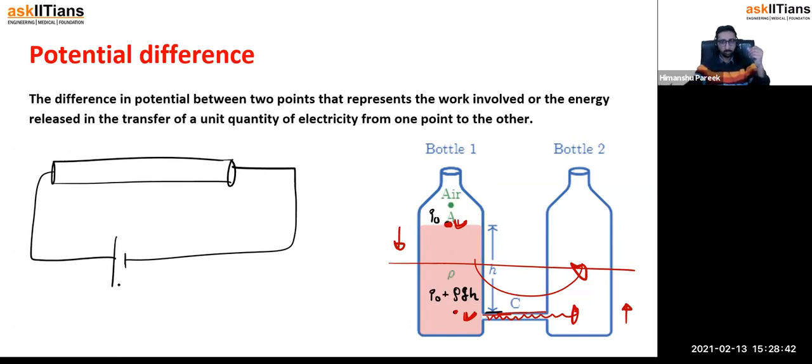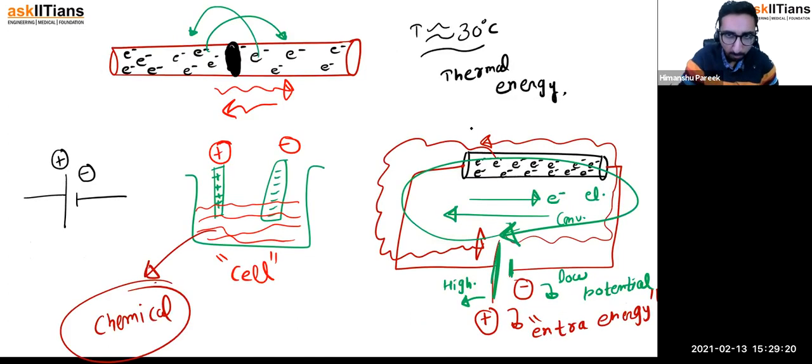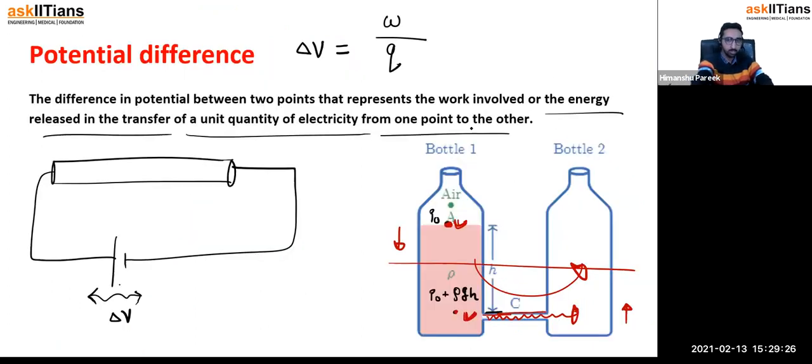All right. So now this is the battery, and say this potential difference is delta V. So what is this delta V? How is the potential difference defined? It is defined as the total amount of work required per unit charge. So the total amount of work required to move the charges per unit charge is called the potential difference. That is, the work involved or the energy released in the transfer of unit quantity of electricity from one point to another. It is just like water flow, we need to maintain the potential difference to have the motion of these charged particles.